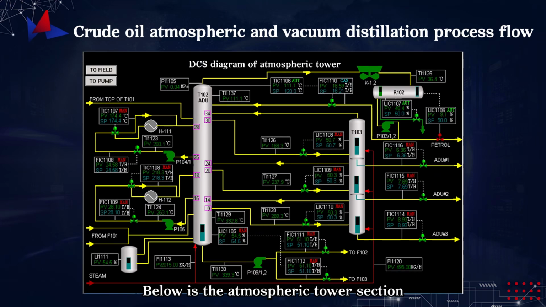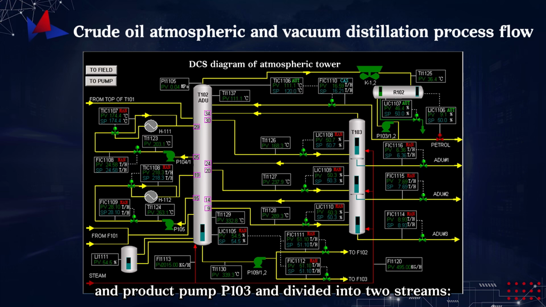Below is the atmospheric tower section. The atmospheric overhead oil gas is exchanged in the overhead oil gas hot water exchanger, then air-cooled to 40 degrees Celsius by the overhead air cooler, and enters the overhead reflux and product drum for gas-liquid separation. The oil phase is pressurized by the overhead reflux and product pump P103 and divided into two streams.